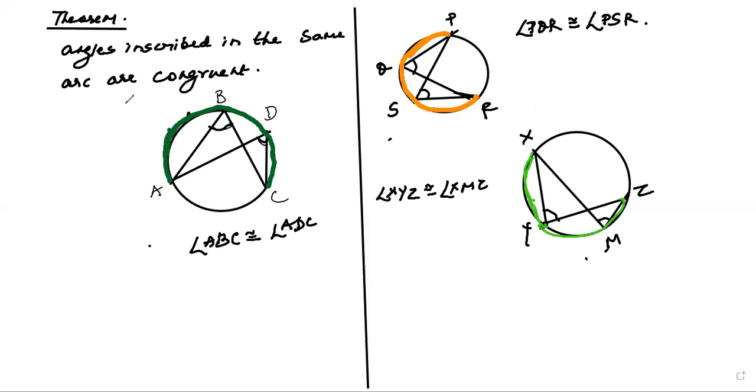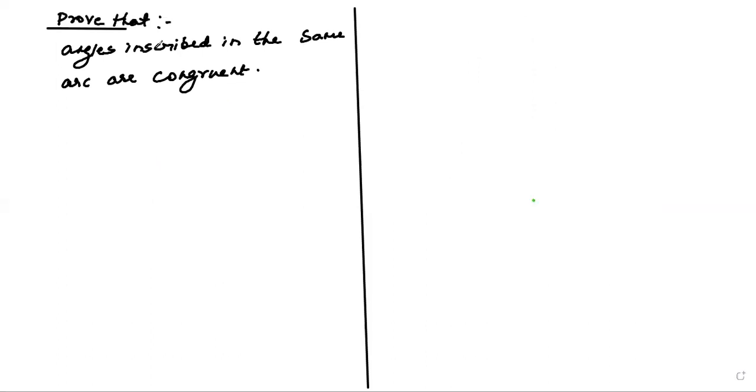So I hope as a theorem this is clear. But in your exam, they're going to ask you this to be proved. Okay, prove that. So how is it asked? Let's see here, children. Prove that angles inscribed in the same arc are congruent. That means there is a rider, children. I have to draw the diagram, I have to write given, I have to write prove that. The arc part helps you to draw the diagram. Angles inscribed in the same arc. So I can easily draw the diagram, children.